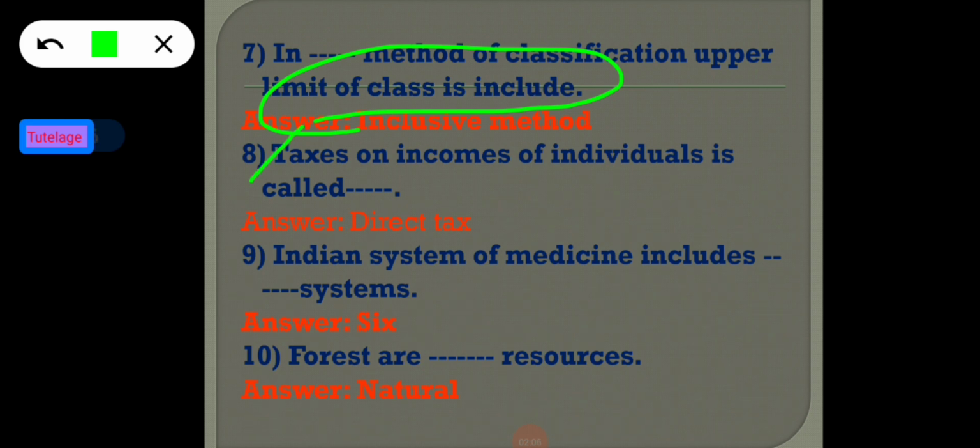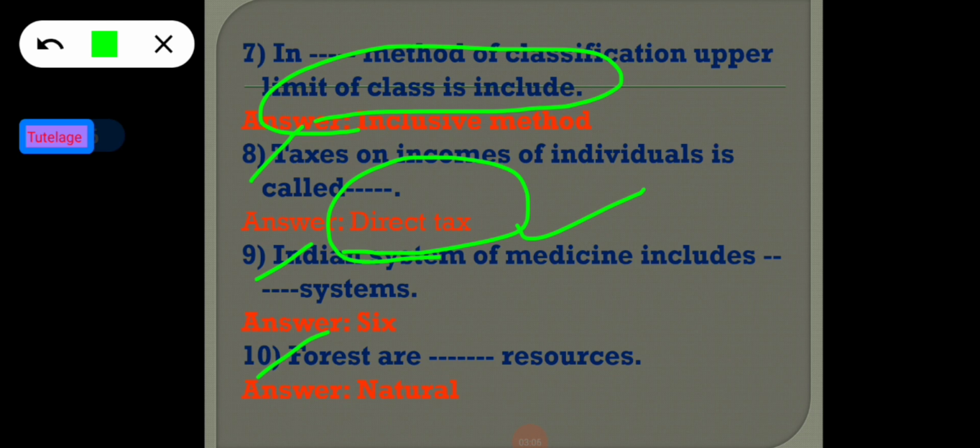Now going to the next question: taxes on incomes of individuals are called, and this is a very common, very well known answer. The answer is direct tax. We all know that tax is of two types, direct and indirect. So this is the direct tax. And now going to the ninth question: Indian system of medicine includes fill in the blanks systems. How many systems? There are six Indian systems of medicine: Ayurveda, Siddha, Unani, Yoga, Naturopathy and Homeopathy. So now going to the next question. Forests are fill in the blanks resources.